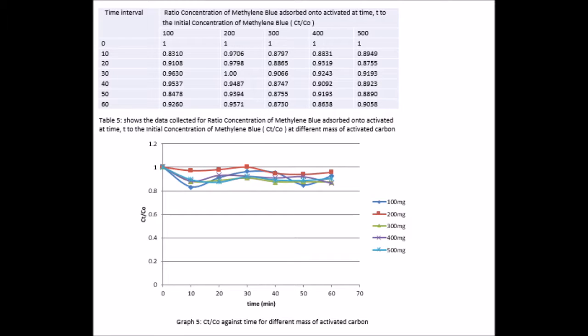Moving on to graph 5. Graph 5 shows pseudo second order against time for different mass of activated carbon. If the reaction fits well to pseudo second order model, it indicates an inclination towards chemisorption. In this experiment, most of the R square is close to 1 and it reaches a straight line to indicate that this experiment is pseudo second order.